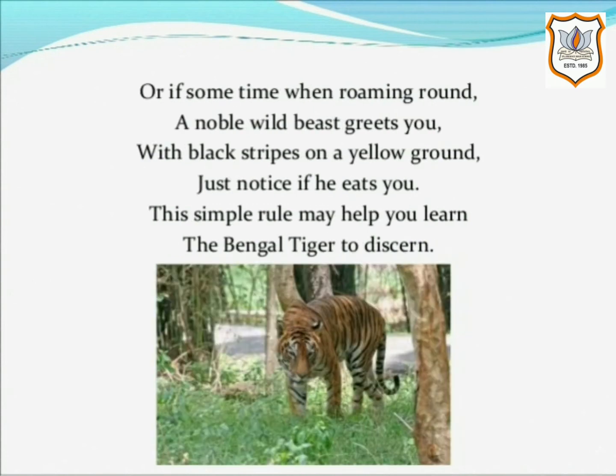Second stanza. Or if sometime when roaming round a noble wild beast greets you. Here there are three figures of speech, that is alliteration, oxymoron and personification. Alliteration because the consonant sound R is repeated in the words roaming and round. Oxymoron because the opposite words noble and wild have been used together to give a new meaning, that the tiger is magnificent but a wild animal. Personification because the tiger is given the human trait of greeting.